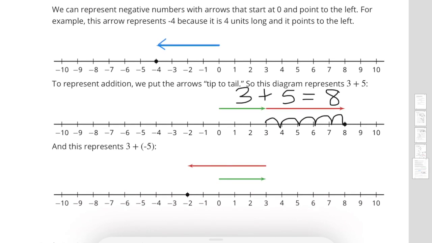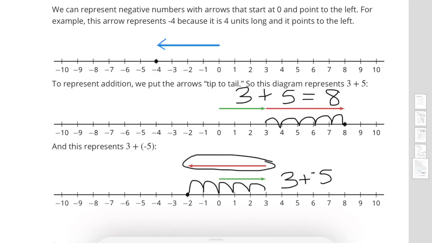This last number line, again, I went from 0 to 3. And I moved 1, 2, 3, 4, 5, so I moved 5 units again. But now I moved to the left, so that's a negative 5. And I landed at negative 2. So my addition equation would be 3 plus negative 5 equals negative 2.